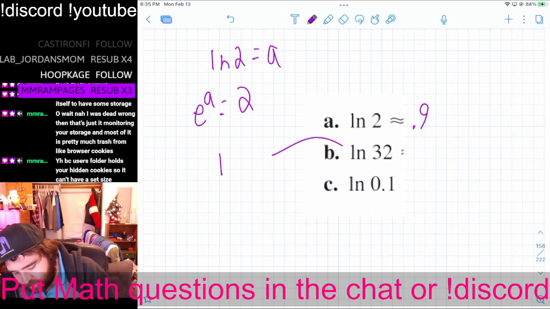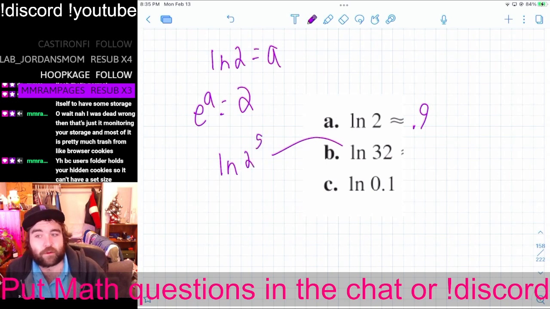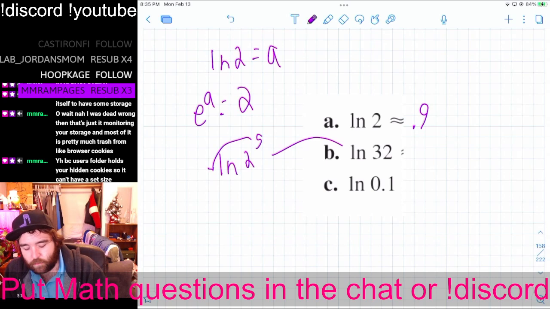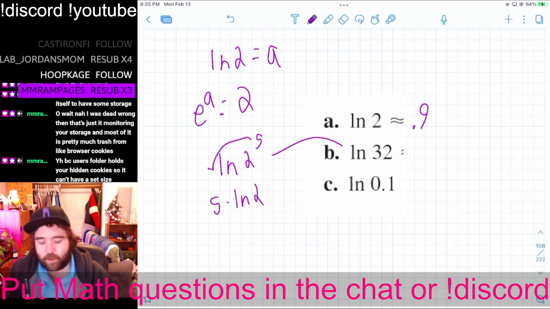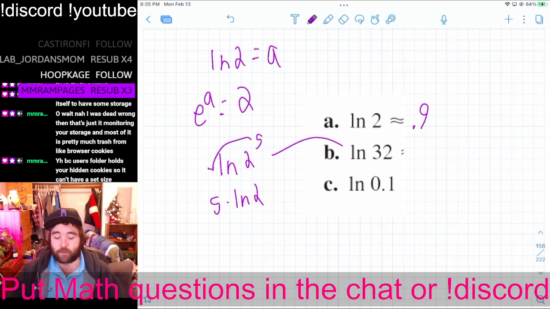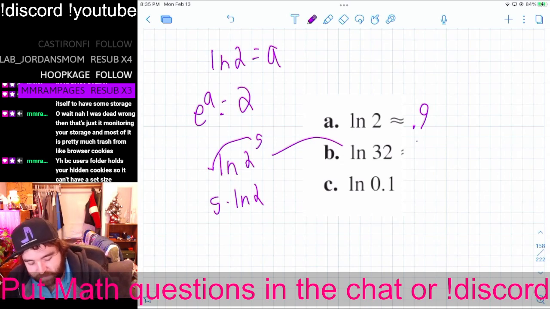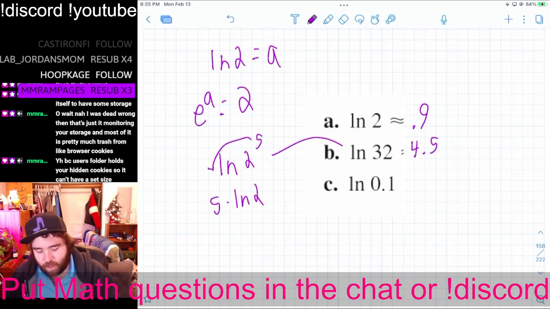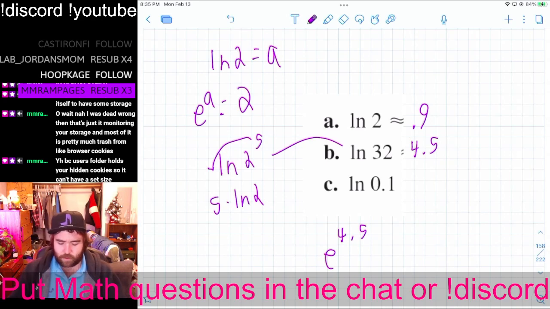Maybe we can see if this makes sense. So the ln of 32 is the ln of 2 to the 5th, right? Which means we can bring this out. So this is 5 times the ln of 2. So if we're calling the ln of 2 0.9, we're calling this 4.5. And then let's think for ourselves, does that make sense? e to the 4.5. Is that going to be about 32?